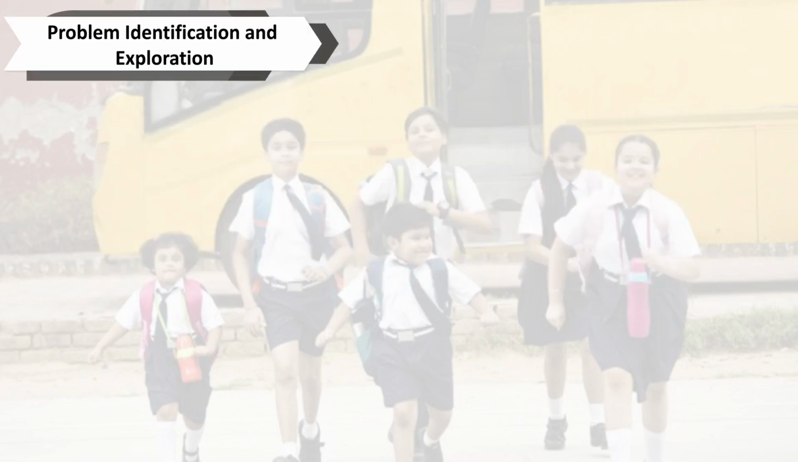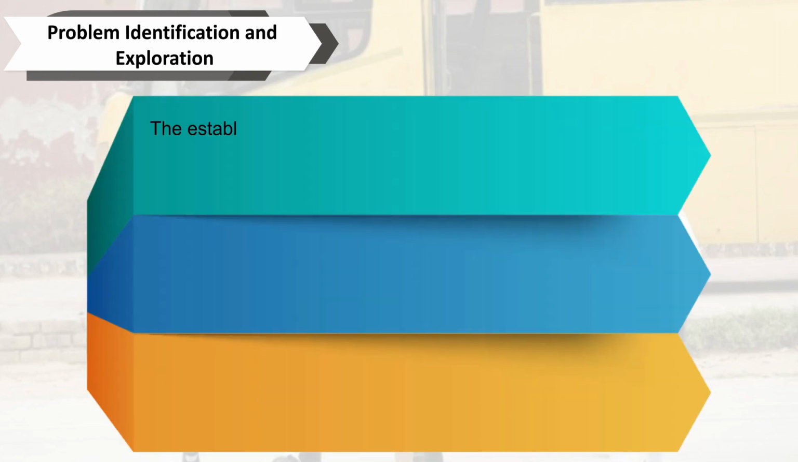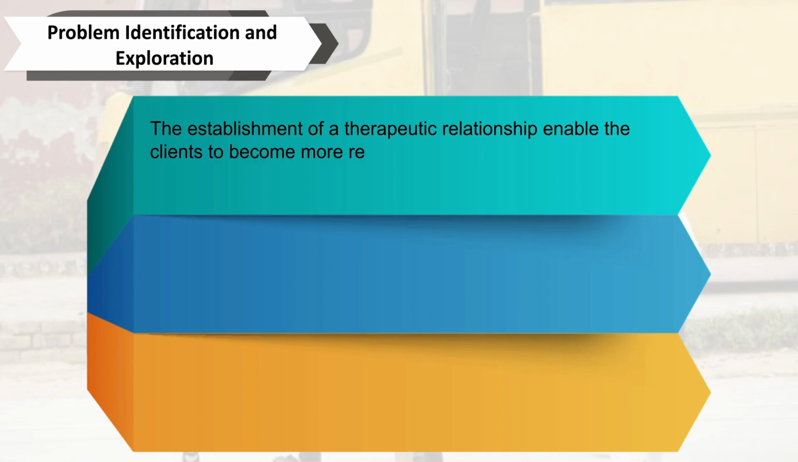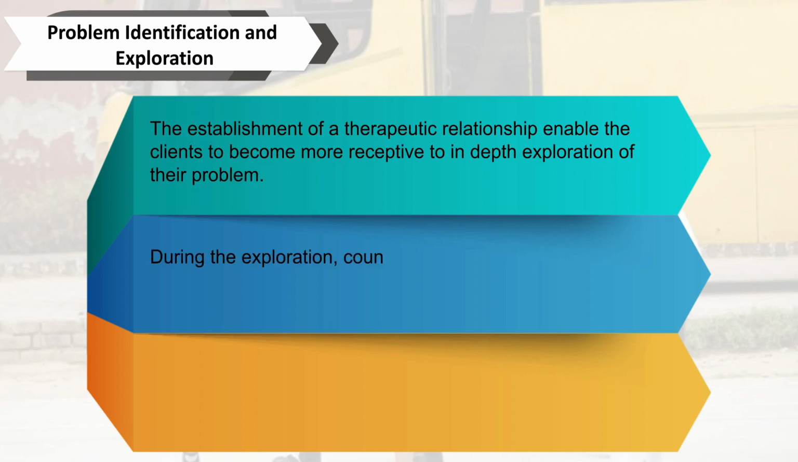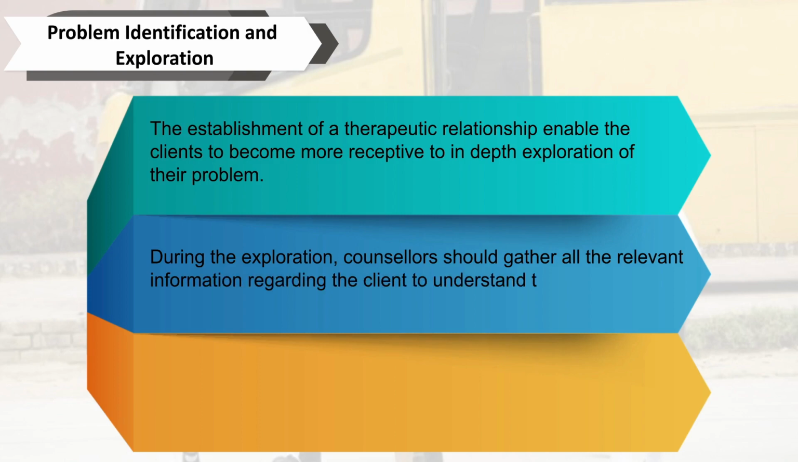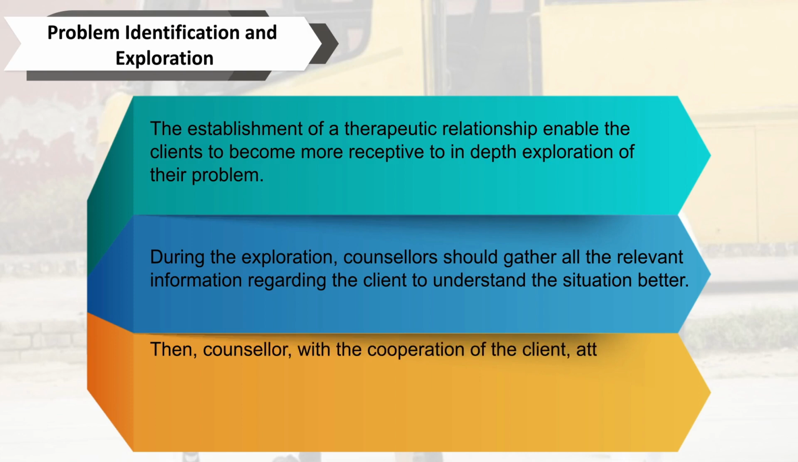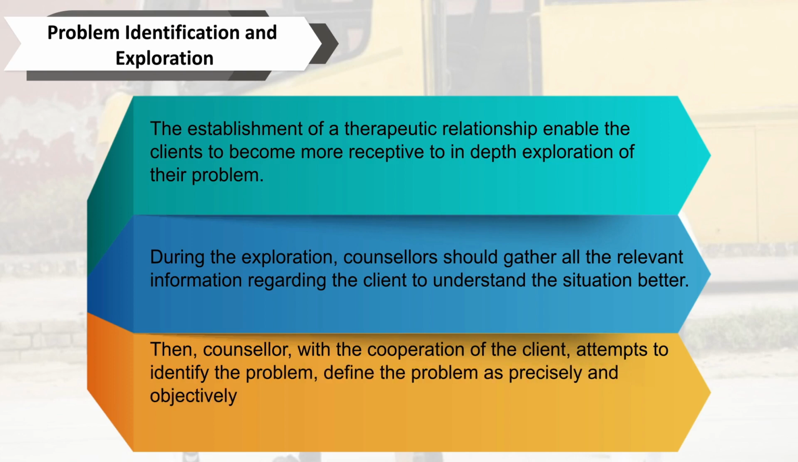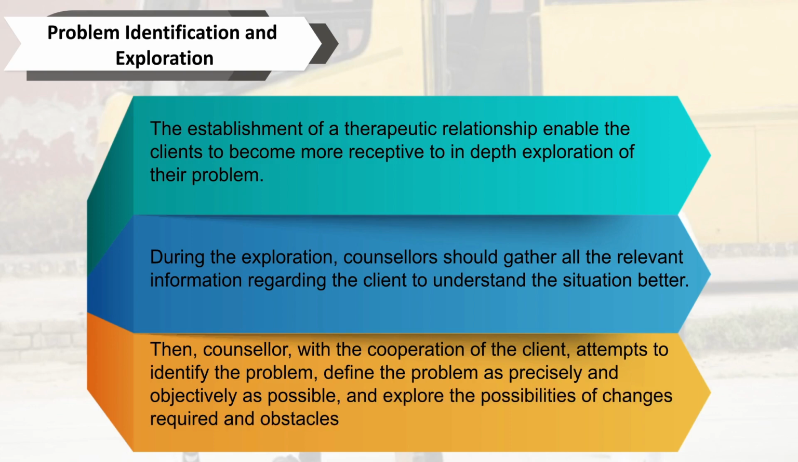Second stage, problem identification and exploration. The establishment of a therapeutic relationship enables the clients to become more receptive to an in-depth exploration of their problem. During the exploration, counselors should gather all the relevant information regarding the client to understand the situation better. Then, the counselor, with the cooperation of the client, attempts to identify the problem. Define the problem as precisely and objectively as possible. Then explore the possibilities of changes required and obstacles that exist for these changes to materialize.